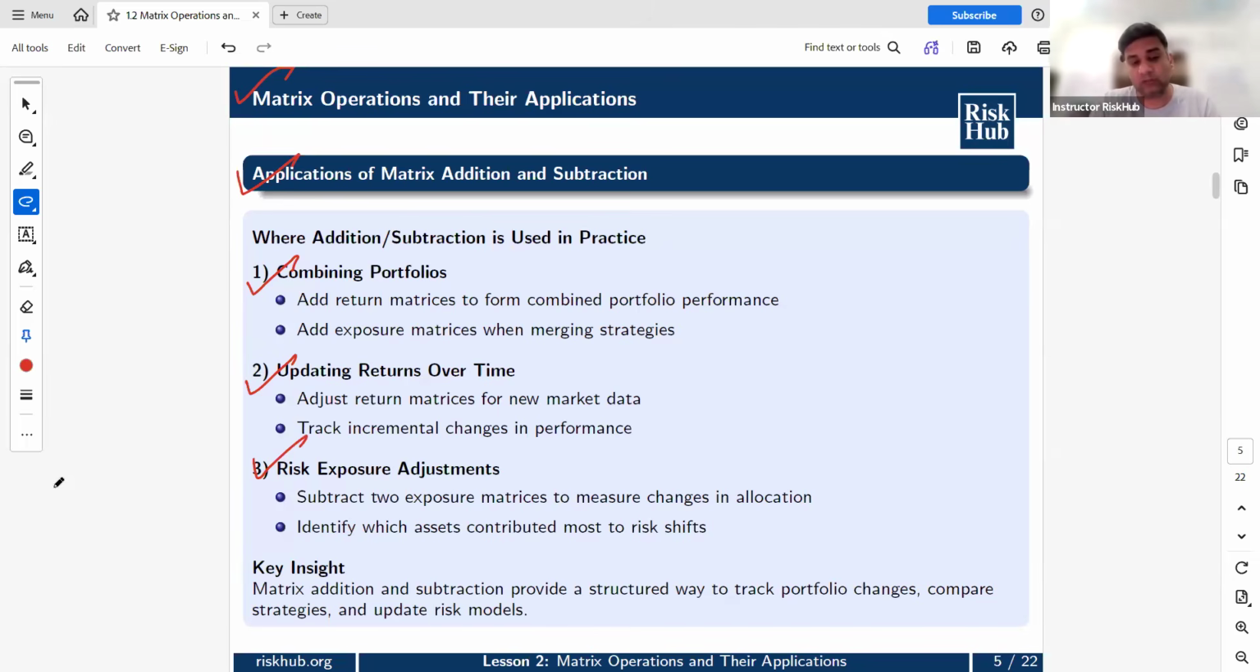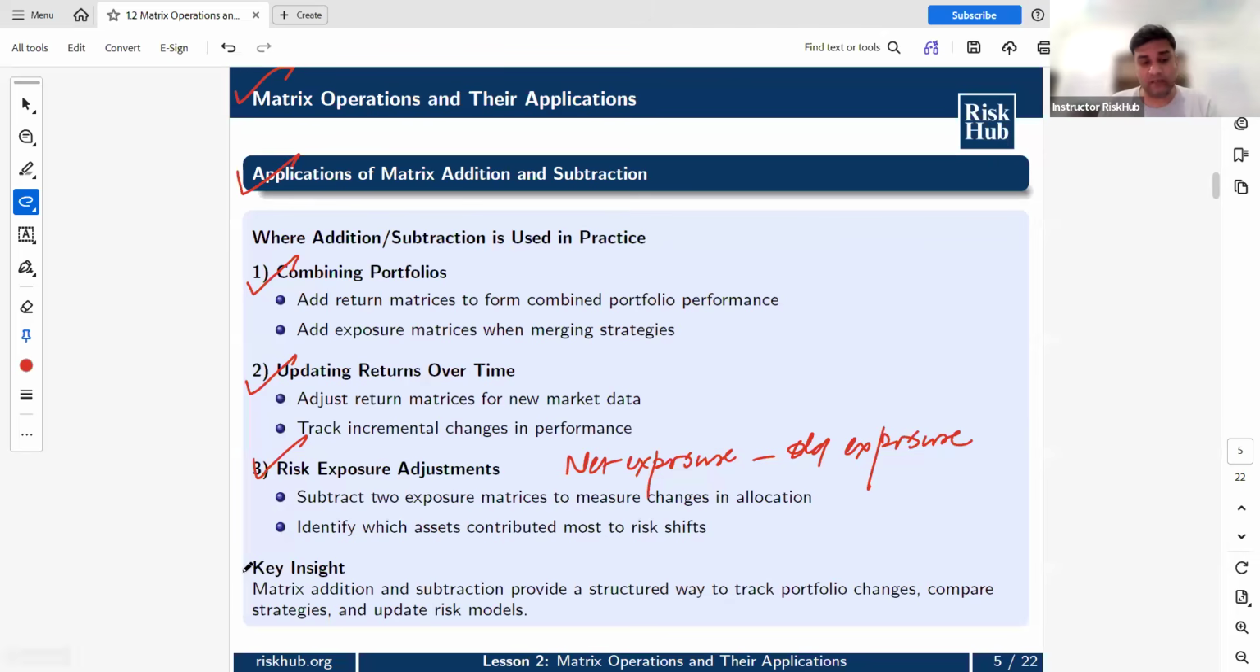And then we have your risk exposure adjustment. Suppose you are looking at net exposure minus old exposure, right? You're looking at the net exposure which you have right now, minus your old exposure. So this subtraction identifies your incremental risk, concentration buildup, your hidden directional bets. Banks use this heavily under FRTB, the Fundamental Review of the Trading Book, your value at risk, your stress testing, your scenario analysis, right?